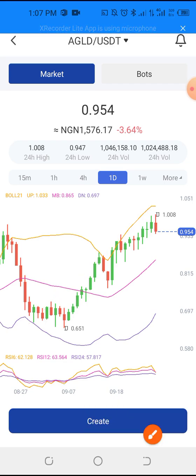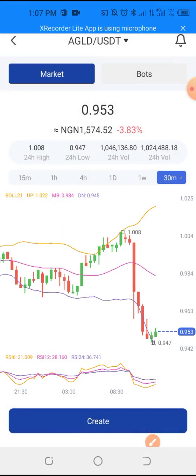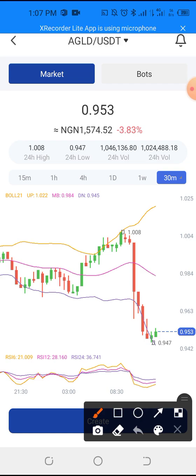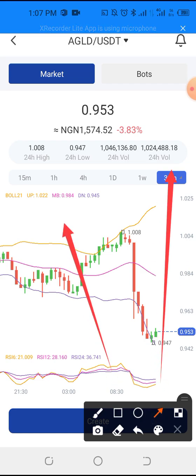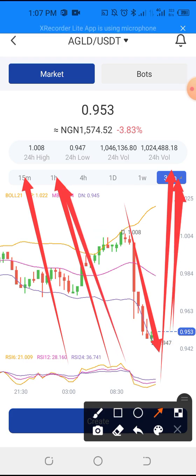So what I need to do now is go and look at the lower time frames. Let me start from 30 minutes. On the 30 minutes, you can see that the pattern that I used to recommend on the 1 day and 4 hour chart is already playing out on the 30 minutes, 1 hour, and 15 minutes. I want to see this downward trend on at least either 30 minutes or 1 hour, and it can form on 15 minutes.